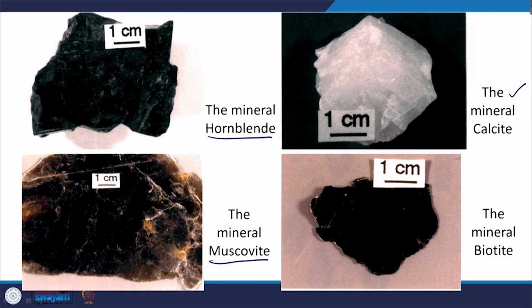From the figure, it must be clear to you that this can be split into thin sheets, and these are flexible elastic sheets. Okay. Now have a look at the biotite. This is darker in color as compared to muscovite. This also can be split into thin sheets.